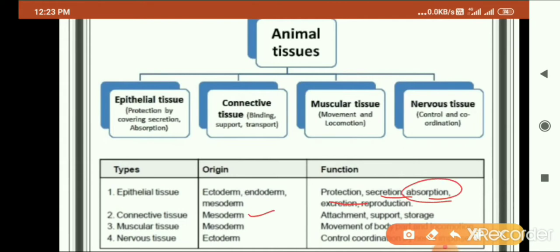Connective tissue is mesodermal in origin, and the function of this connective tissue, as the name suggests, is that it is involved in connecting two different tissues together. So it acts as a support, and the function is storage and attachment. The muscular tissue is mesodermal in origin. It is helpful in movement of the body. Nervous tissue is ectodermal in origin, and it helps in control and coordination. Right?